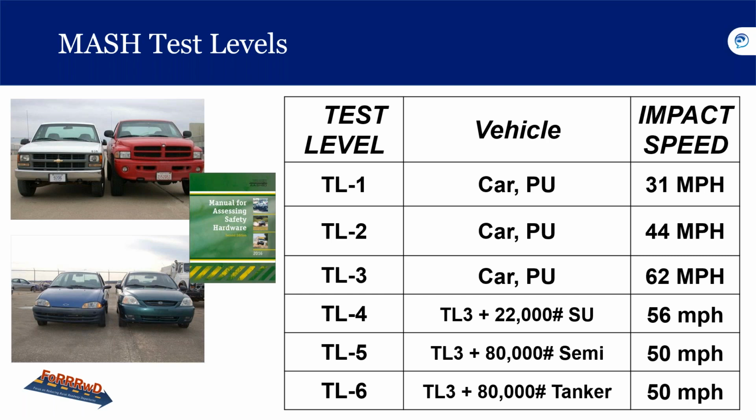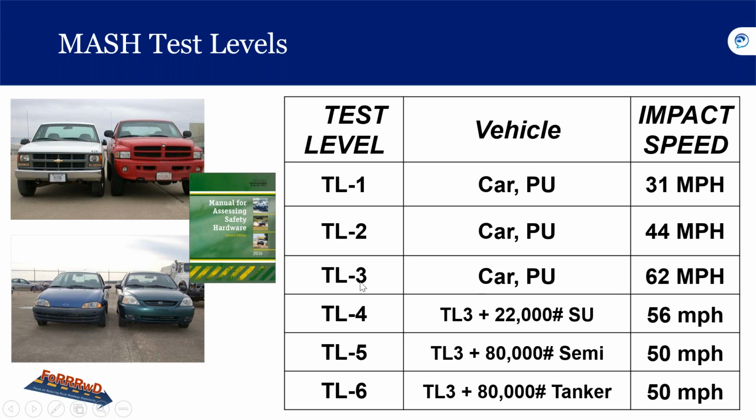So there's been some test level changes. The primary variables in the crash test criteria look at vehicle mass. Most testing involves the small cars and the pickup trucks. And the speed varies by test level. Also, the angle of impact is tested. There are different angles of impact. Most testing is where the vehicle impacts the barrier at a 25-degree angle.